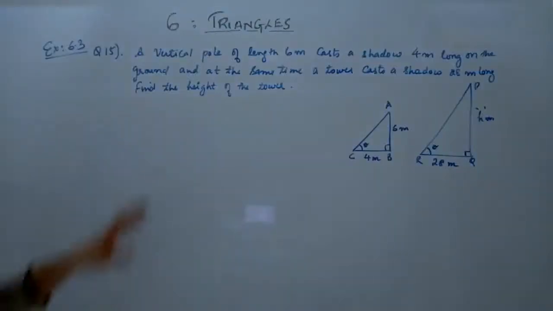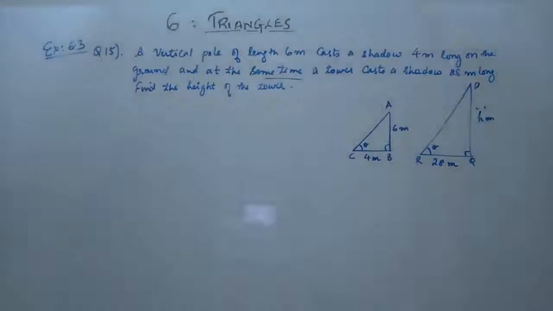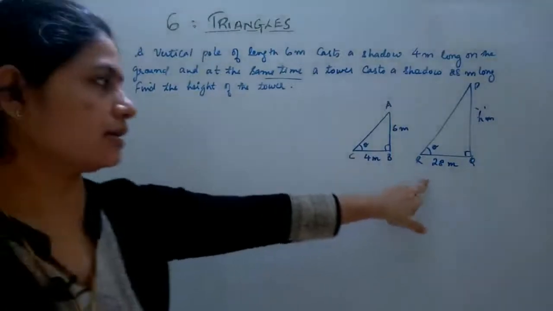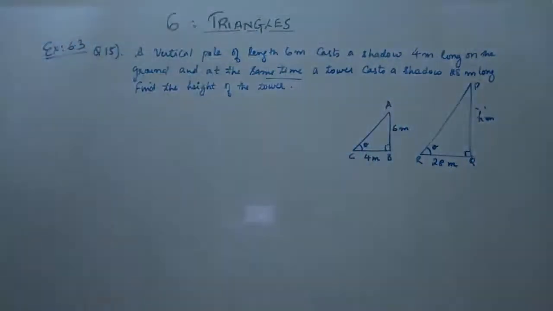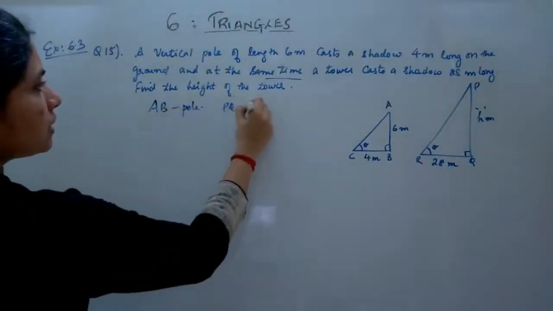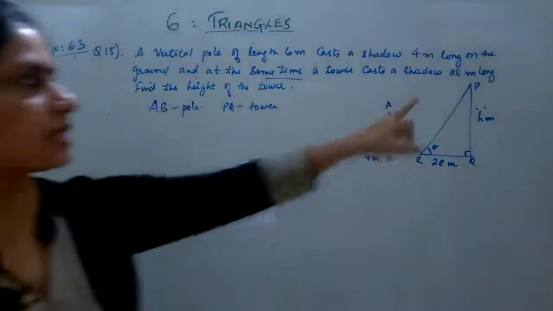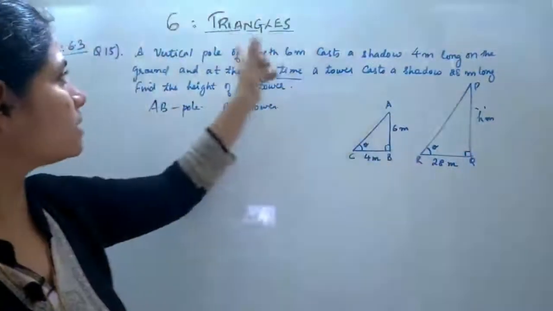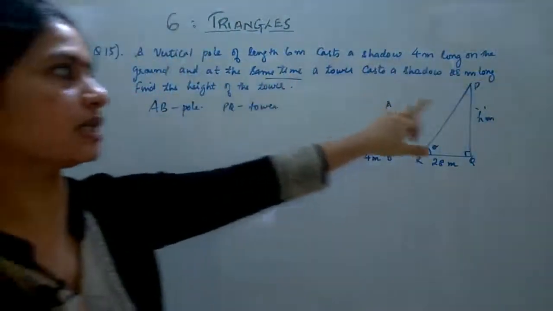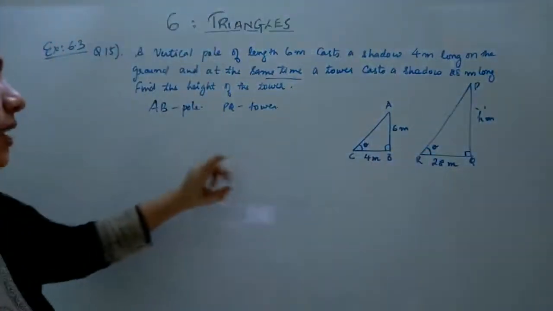Question number 15 is: a vertical pole of length 6 meters casts a shadow 4 meters long on the ground, and at the same time a tower casts a shadow 28 meters long. Find the height of the tower. So we have constructed two triangles, where AB is the vertical pole and PQ is the tower. The height of the pole is given as 6 meters and the height of the tower we need to find out, so we take it as H meters.